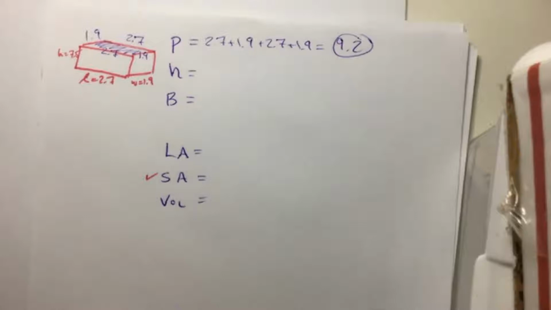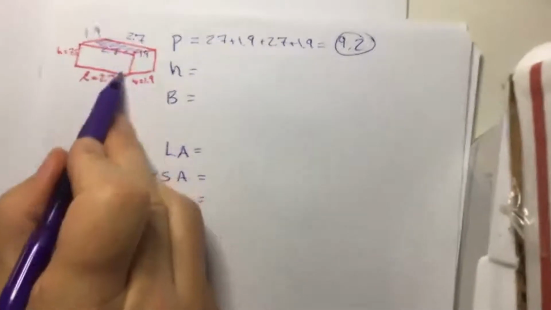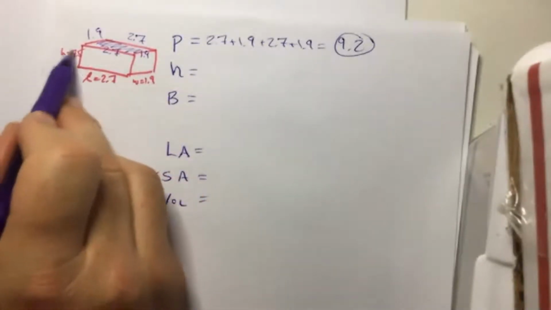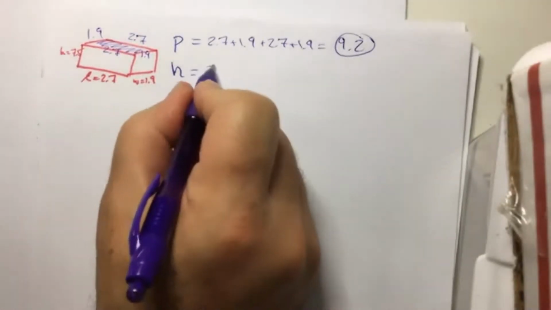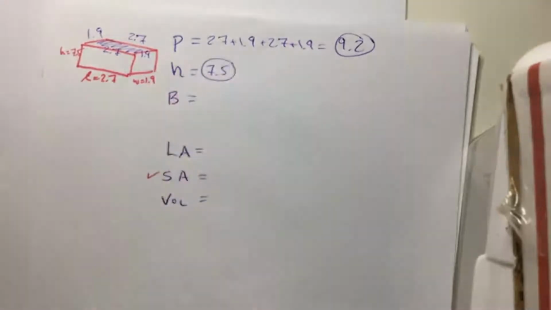Everyone got your perimeter? I shouldn't ask it that way. Does anybody need help finding their perimeter? Okay. So now we're going to look for height. And what height means is the distance between the two bases. So that's this number that was given to us as height. In my case, it's given as 7.5, but again, you'll have a different number.